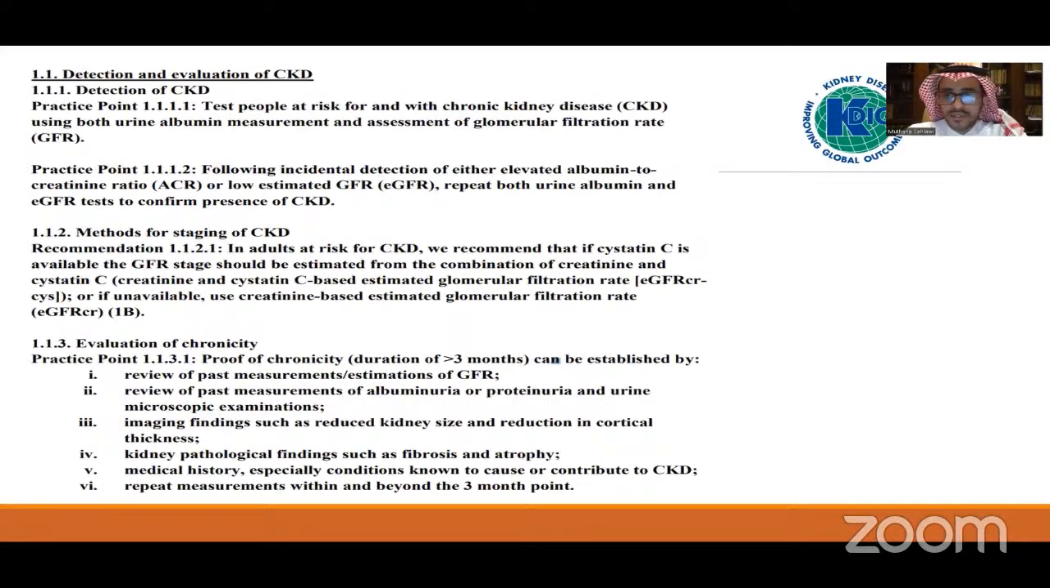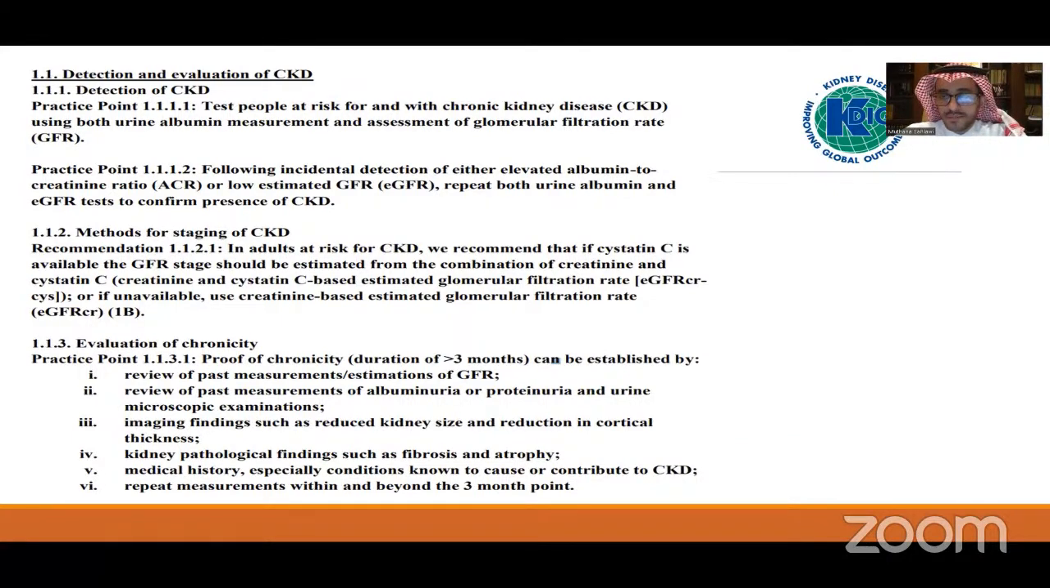So in order to detect or diagnose CKD, people at risk should be screened with urine albumin measurement and assessment of glomerular filtration rate. Now, screening is very cost effective in those with a risk factor for CKD, and I'm talking about diabetes and hypertension particularly.